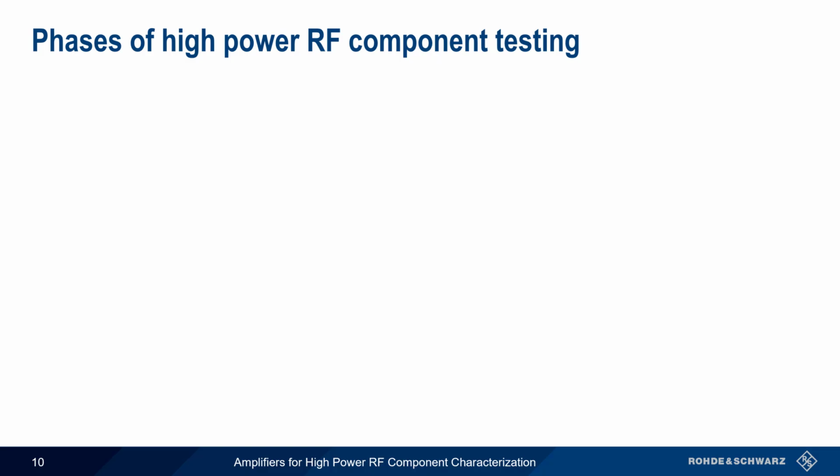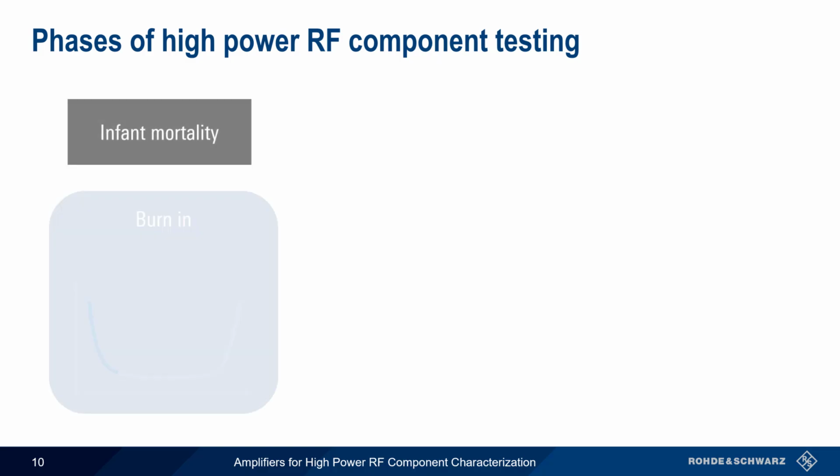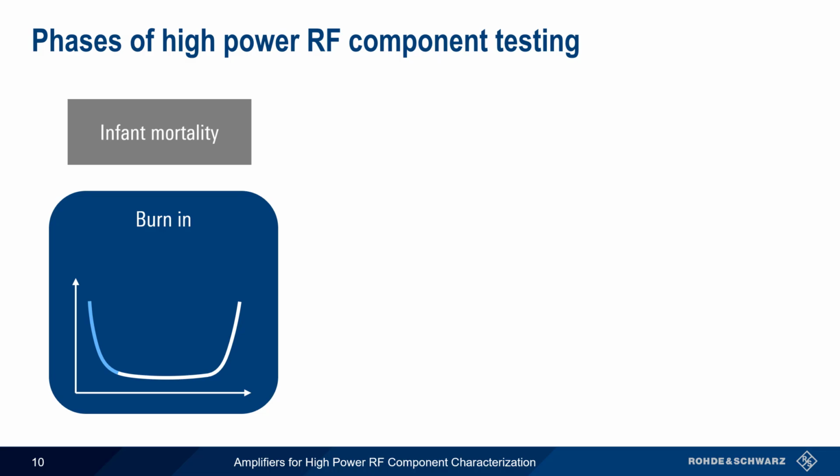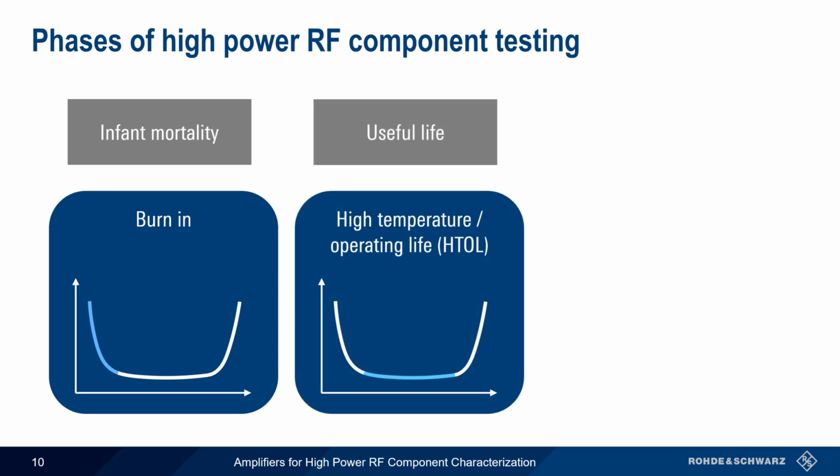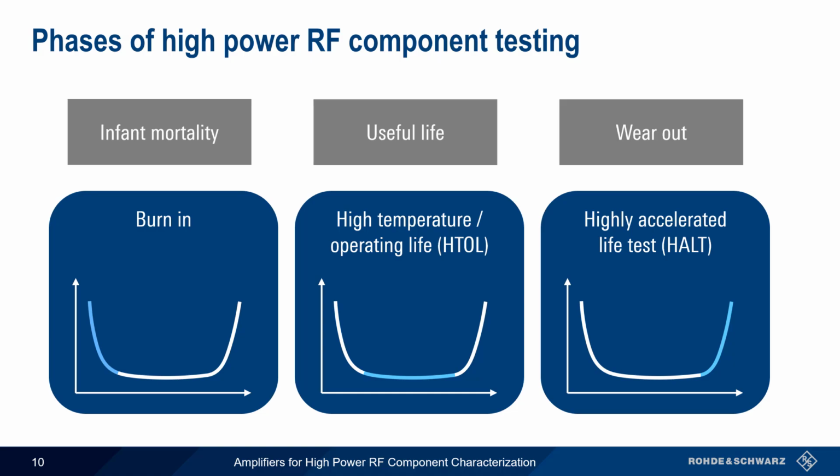The three regions of the bathtub curve correspond to three different phases of high-power RF component testing. Infant mortality is investigated by means of burn-in testing. Useful life is determined using HTOL, or high-temperature operating life testing. And the wear-out period can be analyzed using HALT, or highly accelerated life testing. Let's look at each of these different types of testing in more detail.